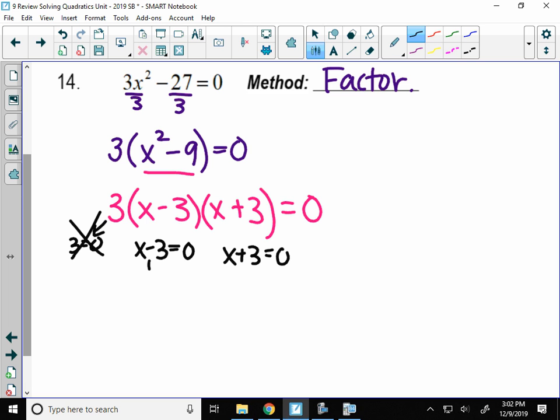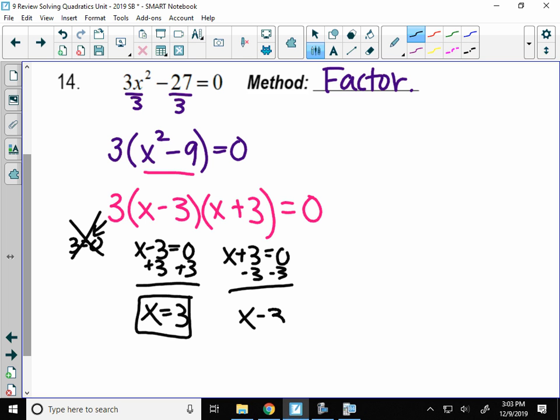So when I actually solve this, I get one root at 3 and another root at negative 3. So in order to earn full credit, you would have to show all this work. If you solved it by graphing, you could only use that to check your solutions.